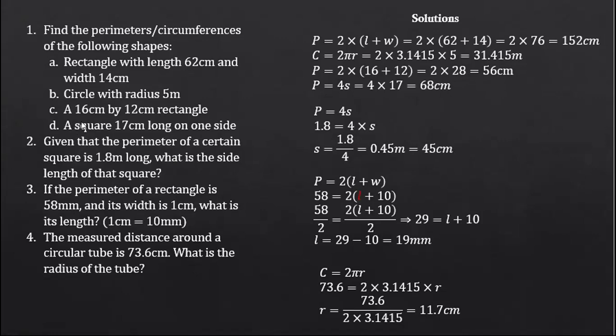Last, we have a square that is 17 centimeters long on one side. And we know that for the perimeter of a square, it's 4 multiplied by s. So therefore, 4 multiplied by s is equal to 4 multiplied by 17, which is equal to 68 centimeters.